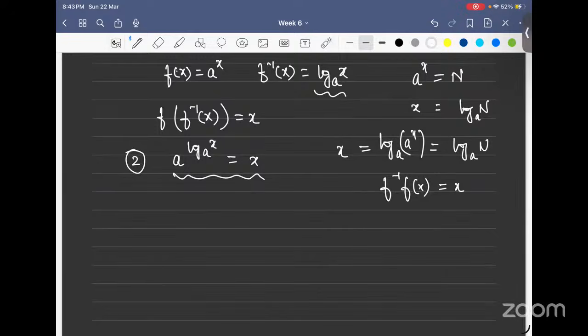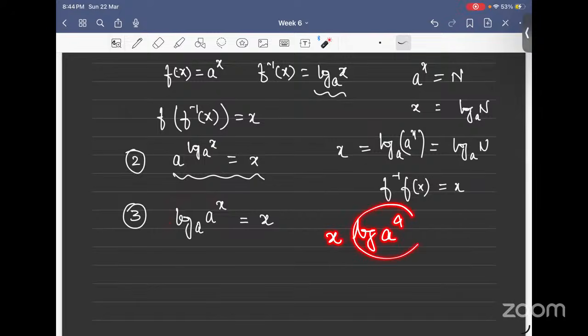And the second condition you can get as the third property, f inverse of f of x. f inverse is log of x base a, so f inverse of f of x, you just put here a to the power x. What should you get here? X. And how did you get that? I told you, you can just replace this also. Here you have 1, so 1 you can just replace with this. If you just replace, you'll have x log of a, so this is equal to 1.